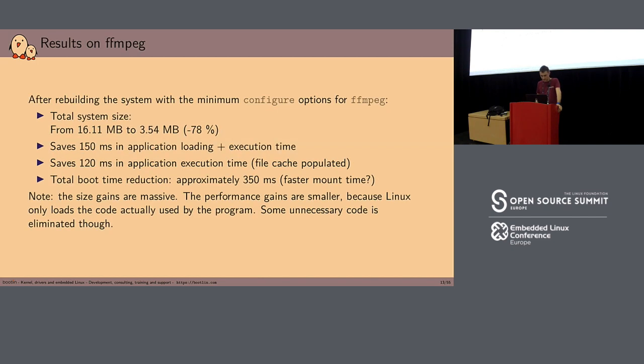So at the end, what I got with FFmpeg was a reduction of the total file system size as generated by Buildroot from 16 megabytes to 3-something megabytes, almost minus 80%, which saved about 150 milliseconds in application loading execution time, because probably you try fewer things. Normally there's loading on demand, but probably the code is trying to load a few things and testing things. At the end, the total reduction was about 350 milliseconds, maybe because there might be some faster mount time as well. I expected less, but let's take it.